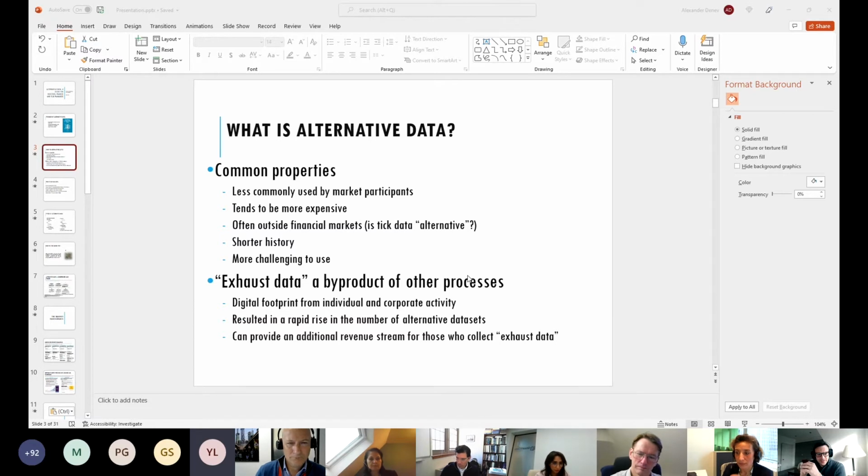Most of the time, the alternative data that we can purchase in the market is exhaust data, so a byproduct of other processes. So if you think about credit card transactions, of course, credit card companies have been operating for quite some time now. Their main activity is, of course, transactions, but they store the data of these transactions, and they can monetize this data. So most of the data coming from corporates is exhaust data.